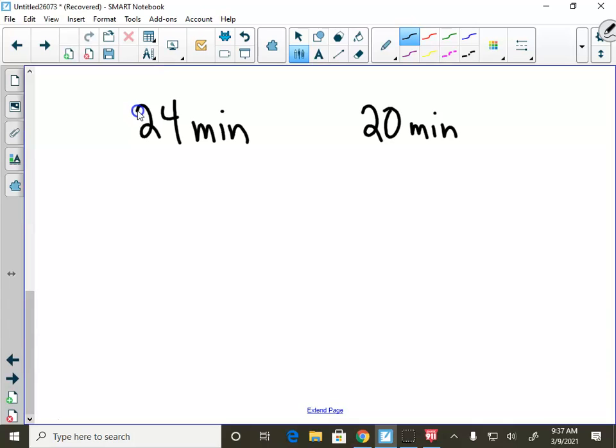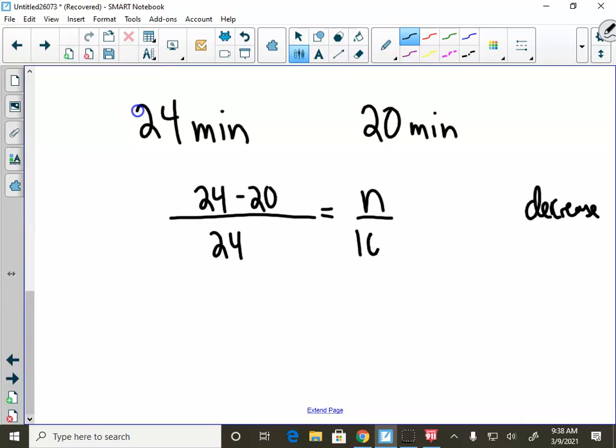So we want to find out what was her percent of change in how long it took her to get to the lake. Well, in this case, hopefully you could see we started at 24 minutes and ended at 20 minutes. So this is going to be a percent decrease, right? So we know that our answer is going to be a decrease. We just have to find out what that percent is. So again, we set it up the same way. We're going to have 24 minus 20, because that's the amount of change, over the original number, which in this case is 24, and that's going to be equal to our percent over 100.